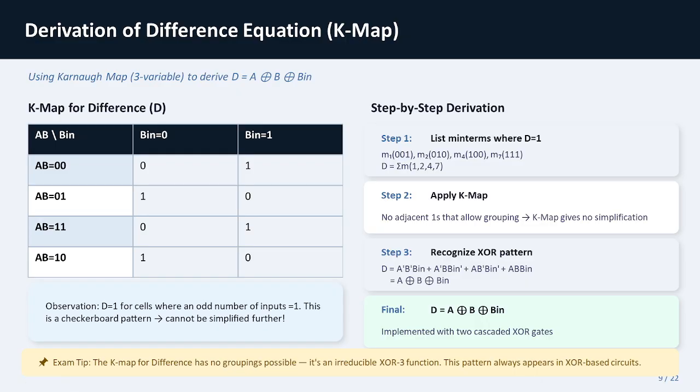After that, if you know how to write a checkerboard, then write the canonical SOP, okay? Since your grouping is impossible. Why? Because you don't have any adjacent ones. So write all minterms, okay? What are the minterms? Look here. What does your first input look like?